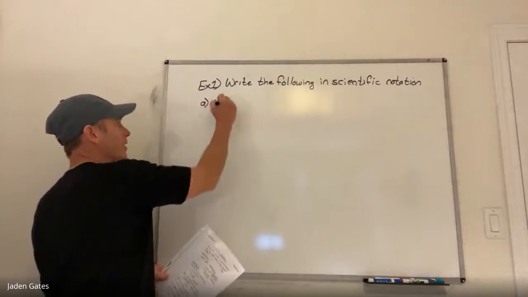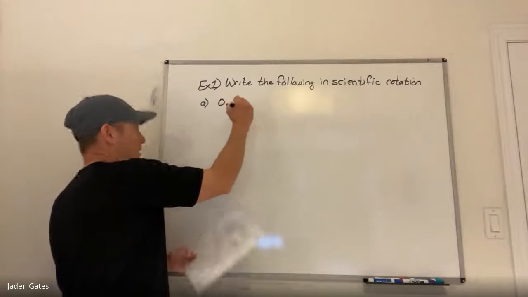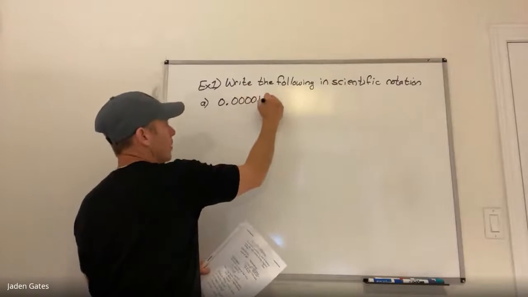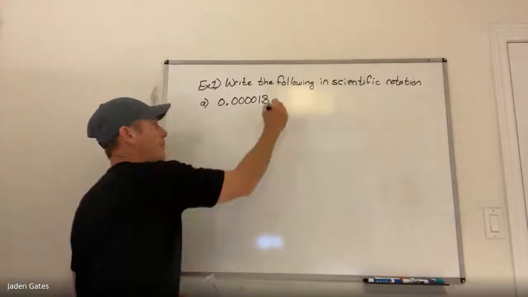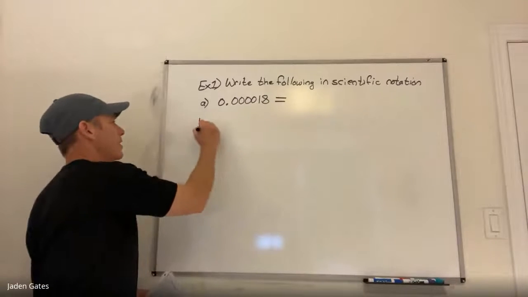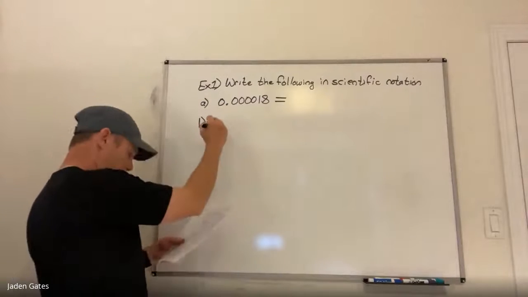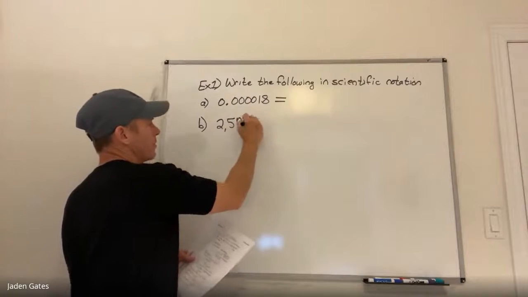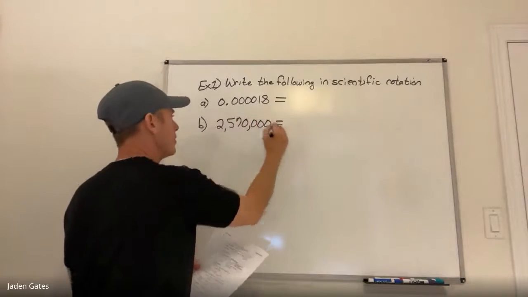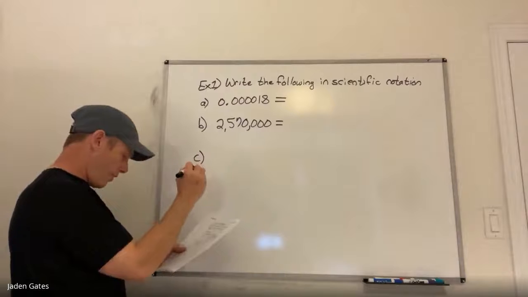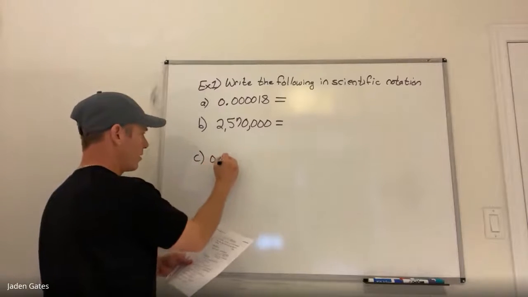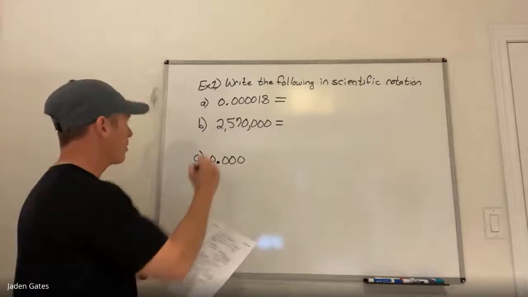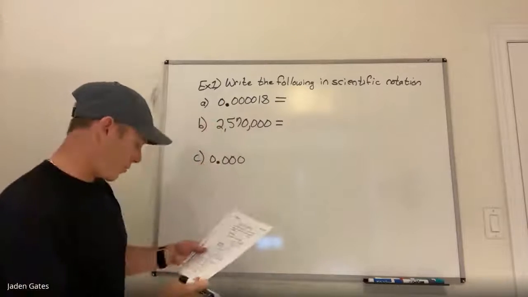All right, so we get something like this: 0.00018. I'm going to flip that into scientific notation. I'm going to do the same thing here. I'm going to write down a few of them. Let's go with 2,570,000. So that's a big number. C here, we'll go with, oh boy, what do we got here? 0.00. Better make these decimals big so you can see them.